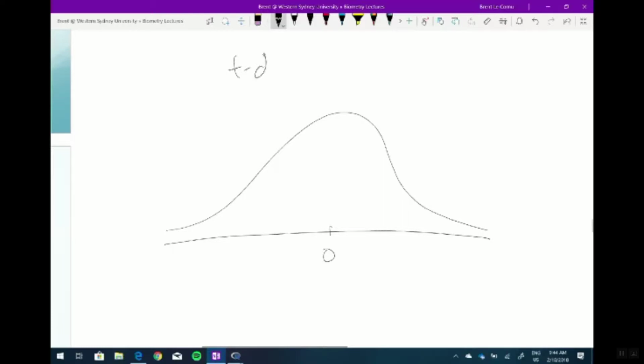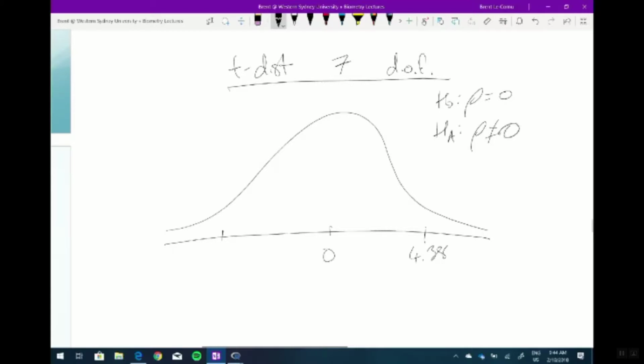Here's my t-distribution with n minus 2 degrees of freedom. Okay, here's my test statistic. Well, I'll be specific now. It's got 7 degrees of freedom. 4.38, pretty big test statistic, but I've got a two-sided test. My null hypothesis is that there is no correlation. The alternative is simply that it's significantly different from 0. So once I get my test statistic, I need to look at both ends. What's the probability of getting something more extreme than either one of these? And both of those came out to be about 0.016.